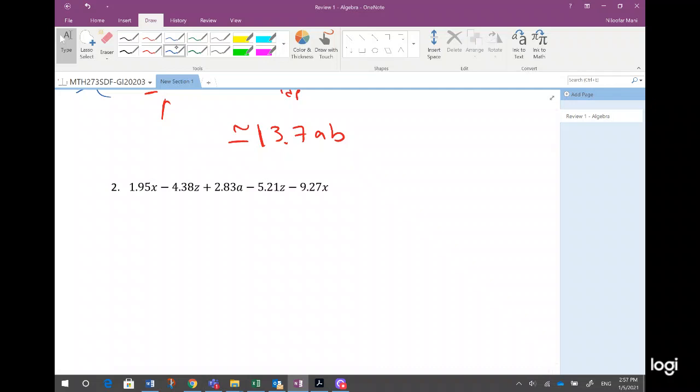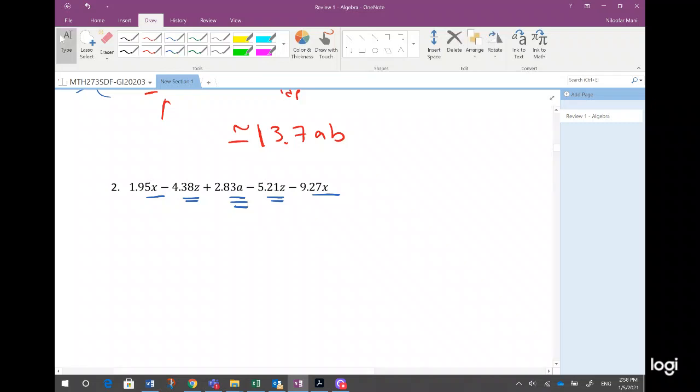Okay, so I start from the beginning. I start from the first term. What is the variable? X. Okay, I continue to find all X. I'm done. Now Z. I continue to find all Z. Yes, I'm done. I continue to find A. Oh, yes, I'm done. Okay?